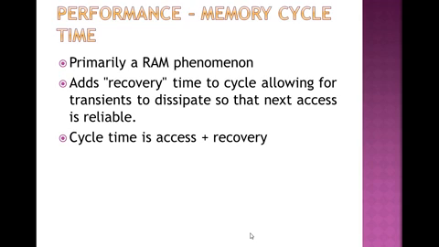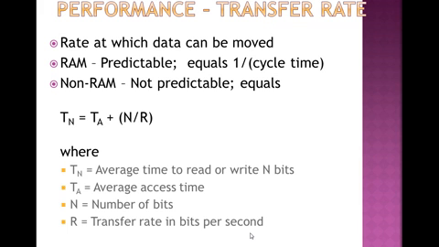Then performance, memory cycle time, that is, the cycle time required for the memory access. It is primarily a RAM phenomenon, that is, using the direct access method or the random access method for accessing the data. Then the next point says add the recovery time to the cycle, allowing for the transient to dissipate so that the next access is reliable. Cycle time is equal to the access time plus the recovery time. If there is a data loss, that is your recovery.